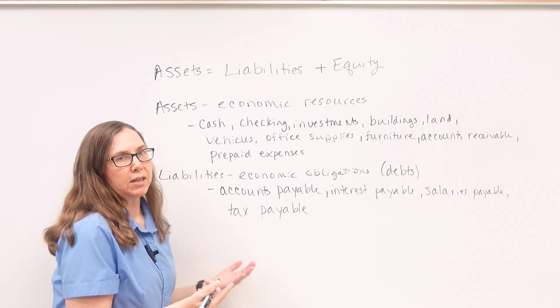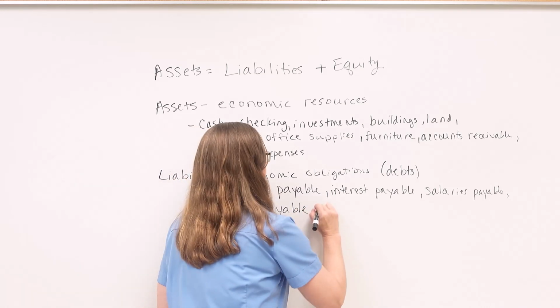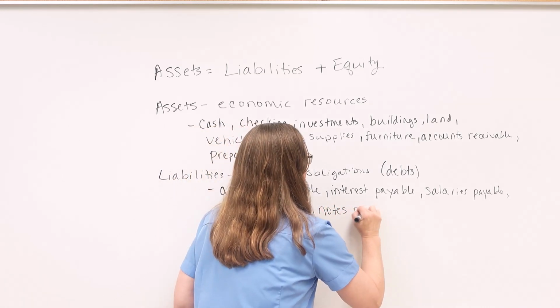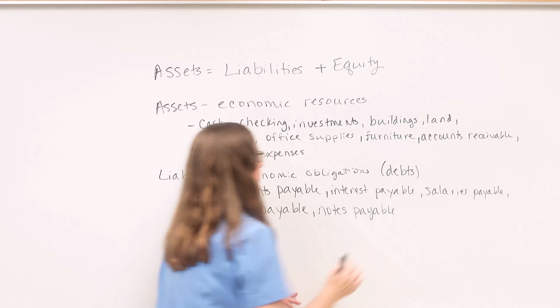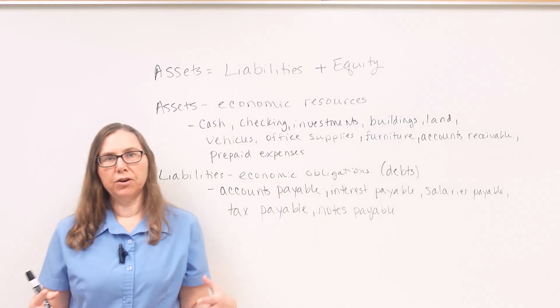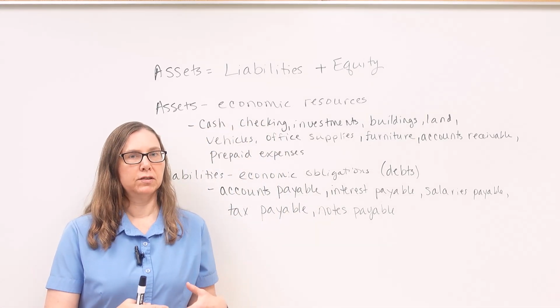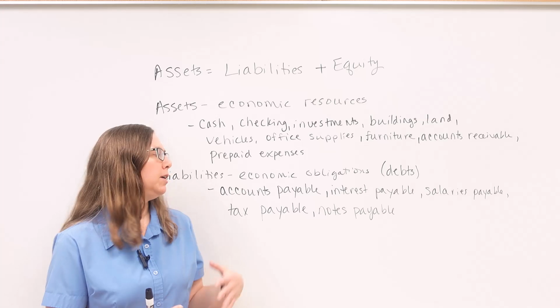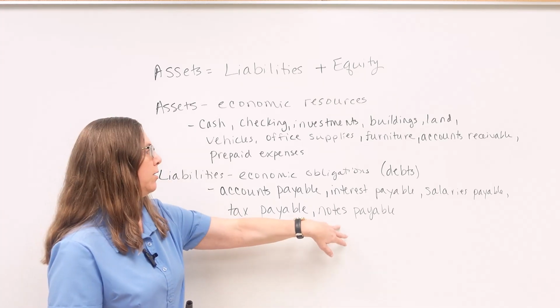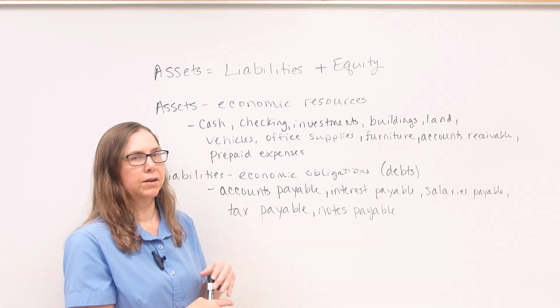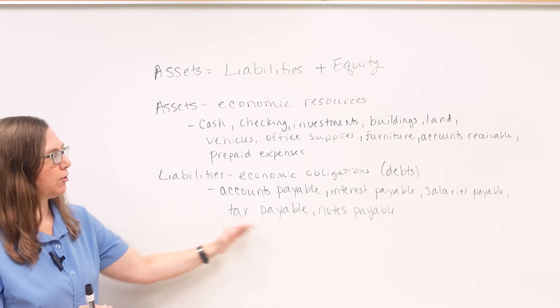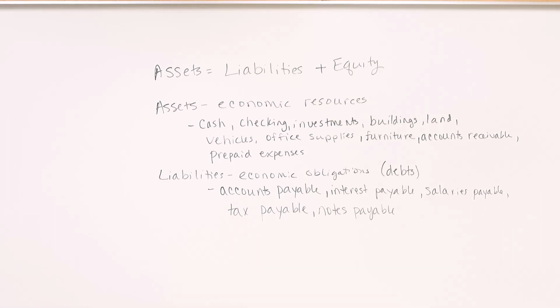And another one you might see is notes payable. This is a lot of times a promissory note where they have to pay interest in addition to the principal. And we'll talk about that later on as well. But for now, just know the categories. So these are just some examples that you might see.